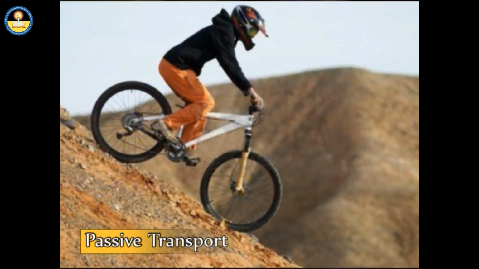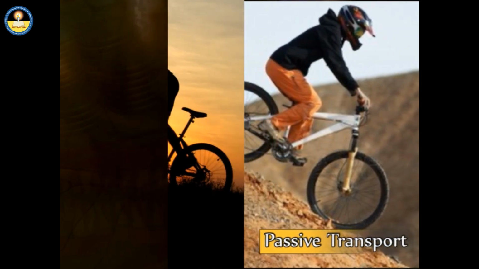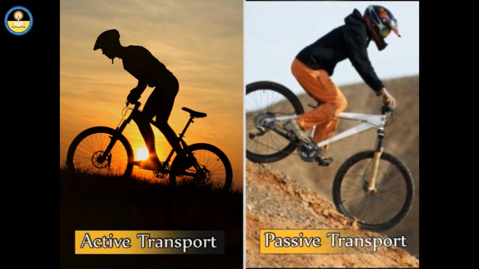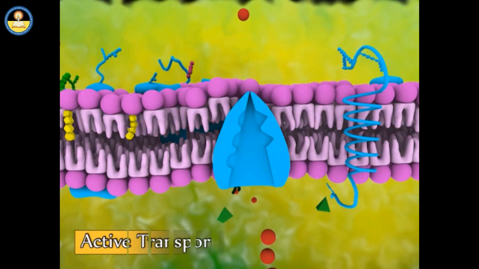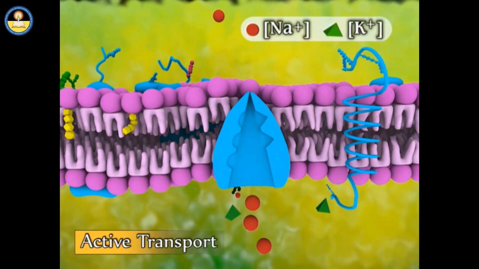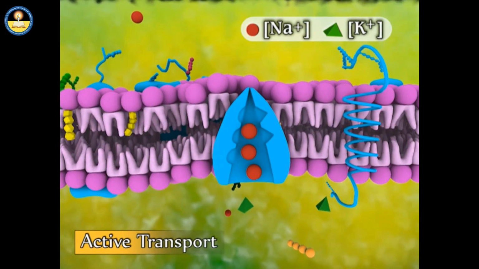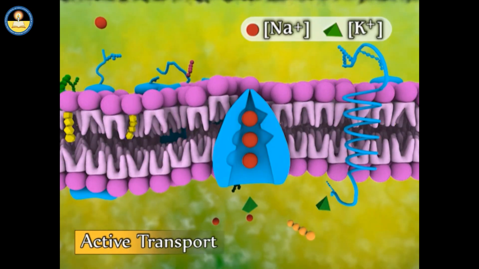If passive transport is like driving your cycle down a hill, then active transport is like using energy to pedal your cycle up a hill. Now let us see how active transport takes place. During active transport, substances are moved against their concentration gradient using some energy. During active transport, a carrier protein acts as a pump that causes a substance to move against its concentration gradient.